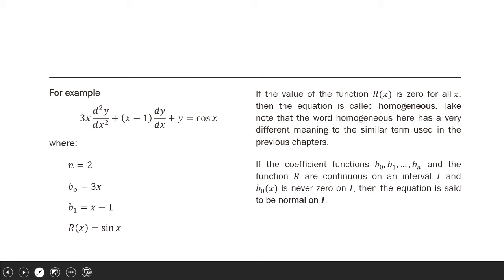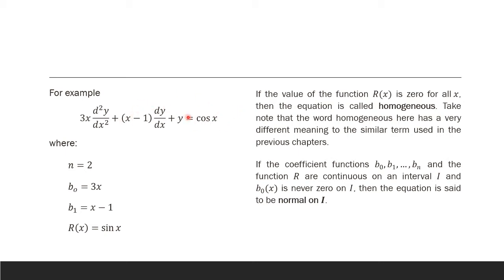Syempre, mas mataas yung order, mas komplikado yung expression natin. But ito, second order lang kasi. So, kung mapapansin, ito yung coefficients natin na functions, 3x saka x minus 1. Tapos ito yung mga derivatives. Tapos naka-multiply siya sa, naka-equate siya sa r of x natin. In this case, this is cosine x.